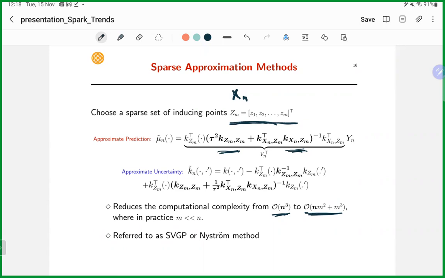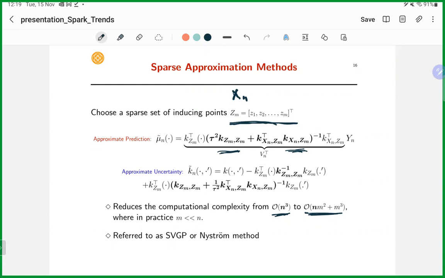So I think it may come from the practical way of implementing these things. In practice, zm is usually chosen as a subset of data. Okay, so you're basically setting a lot of data to zero. Exactly. If you multiply k_xn zm with its transpose, that's like a sparse matrix where we have set some rows to zero. I see. But theoretically, zm doesn't need to be a subset of data. It's just any set of a smaller number of points.